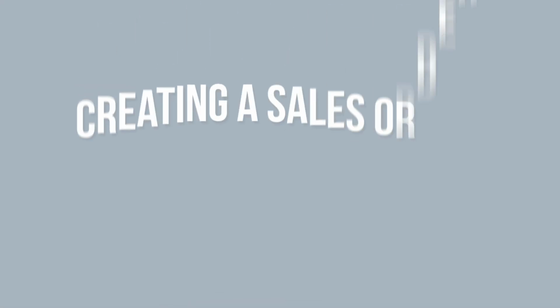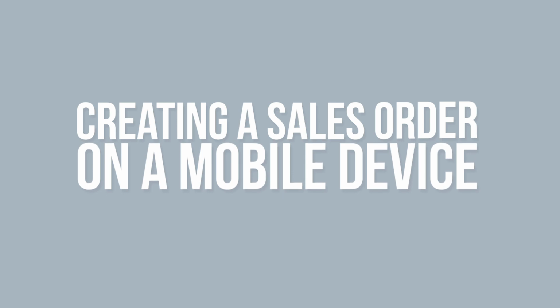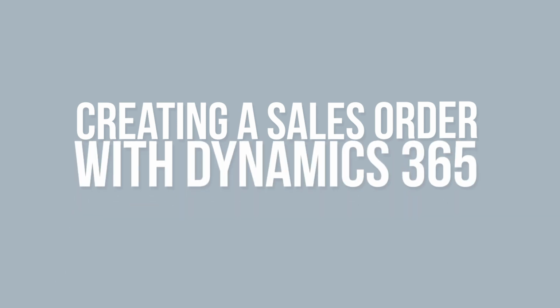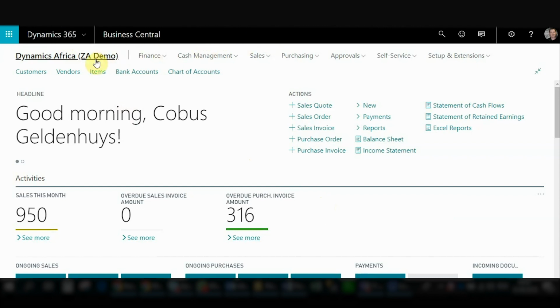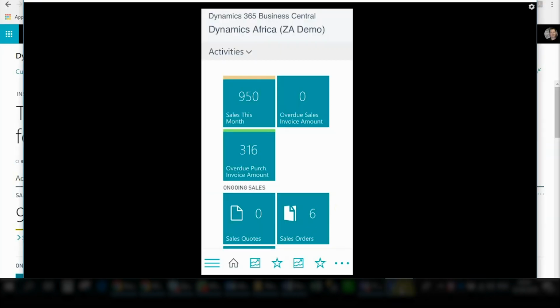Let's have a look. Today, I am going to show you how to create a sales order from your mobile device using Dynamics 365 Business Central. First, ensure you are logged in and ready to post the order. Here, you can see I am logged in to the same company on my PC and mobile device.